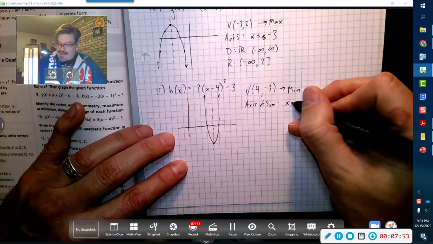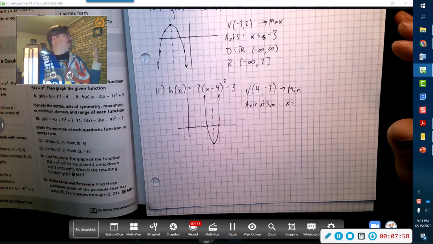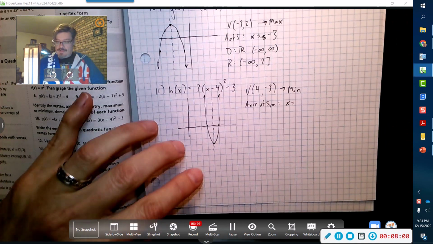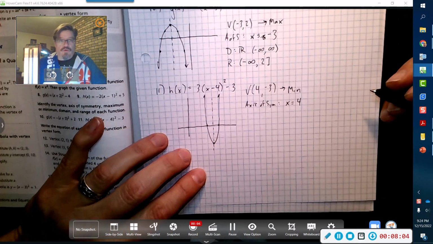And then axis of symmetry is just the x equals. My phone is actually playing it right now. If you turn on the blue speaker. Alright, so x equals 4.